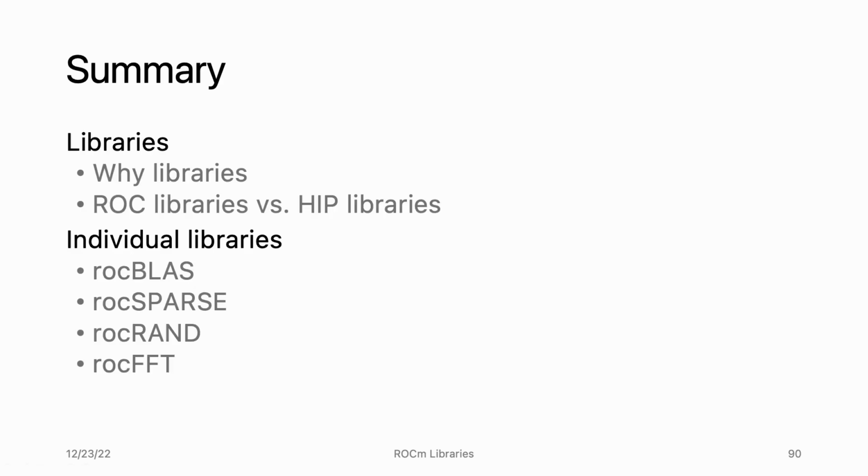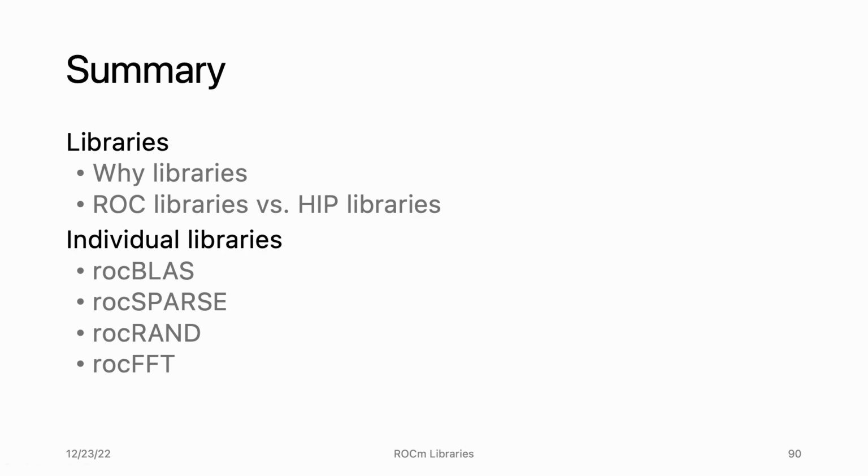So far, we have introduced several ROC libraries. And now, let's go through a summary. In this section, we talked about the libraries that we want to use. Why do we want to use libraries? We want to use libraries because they are highly performance optimized and highly reliable. It's very unlikely that you are going to experience a bug in these libraries.